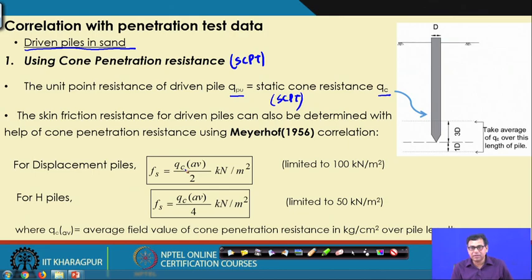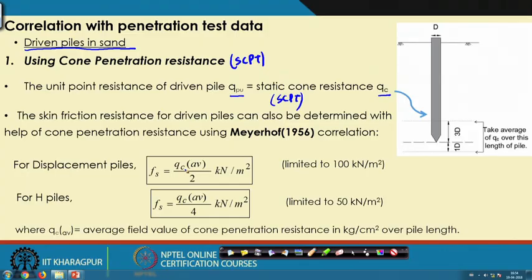And QC average means the average cone resistance along the length of the pile. Another thing you should note here is that the Fs unit is kilonewton per meter square, but the QC average unit is kg per centimeter square, because these are empirical expressions, you have to use the proper unit. So, remember that QC average is in kg per centimeter square, but the Fs unit is kilonewton per meter square.